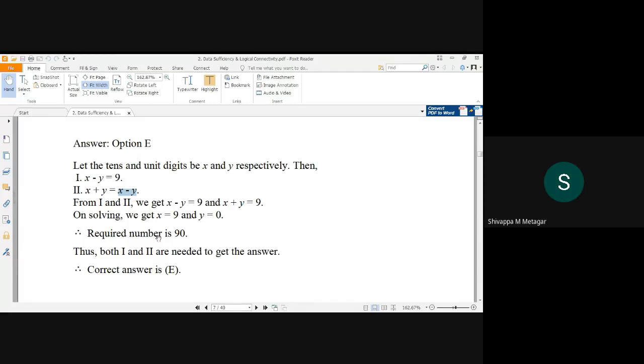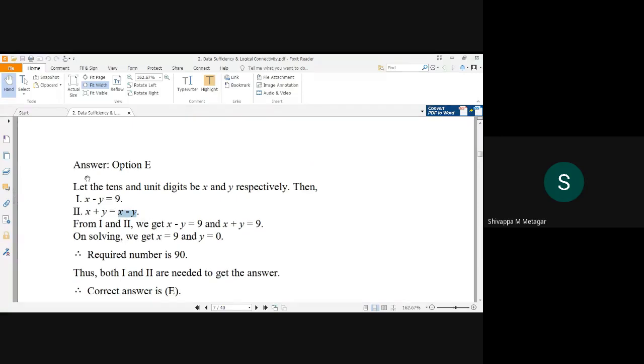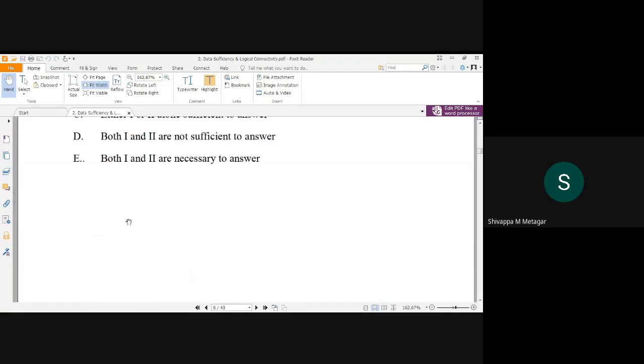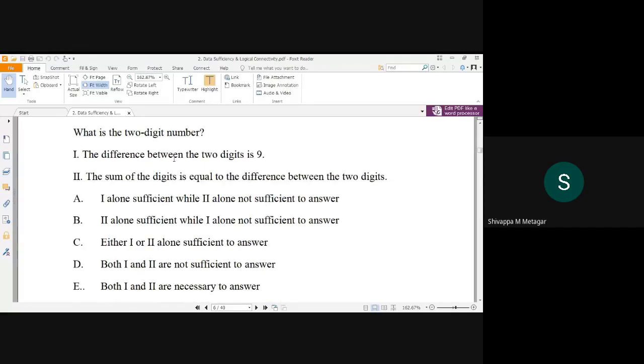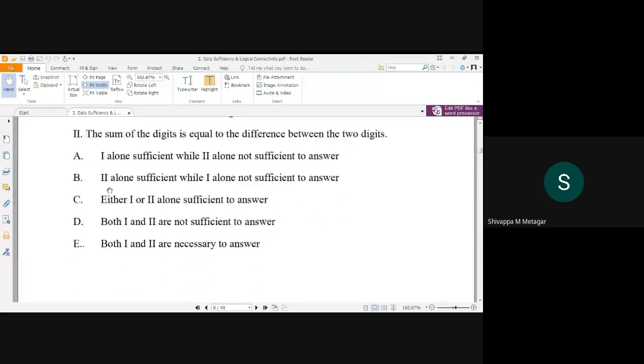Anyone? You know x minus y is equal to 9 based on the first statement, and the second statement you know. Now you can easily find out the value of both the equations, or we can come to the conclusion, or we can come to the answer for this one. What is your answer here? We have found out the value of x and y. So what is your final answer?